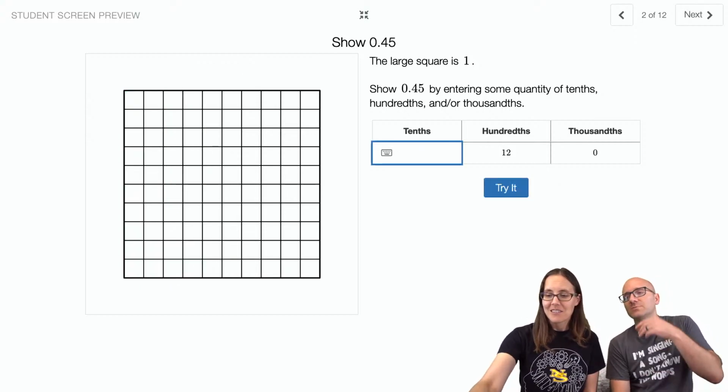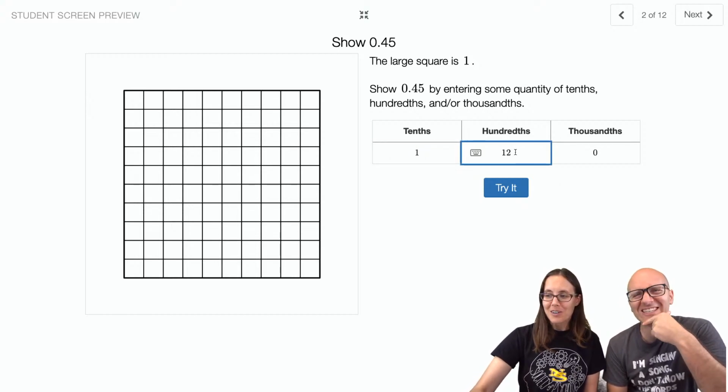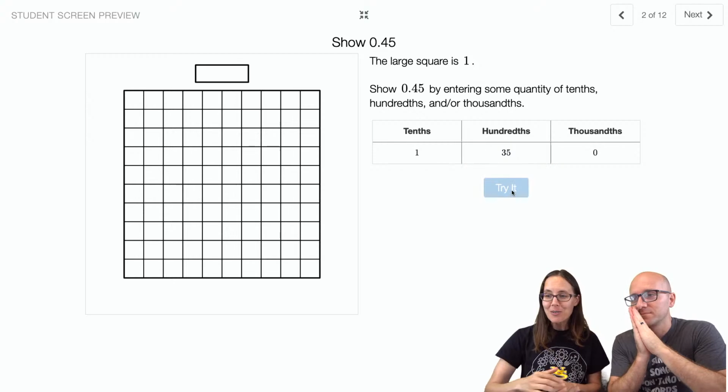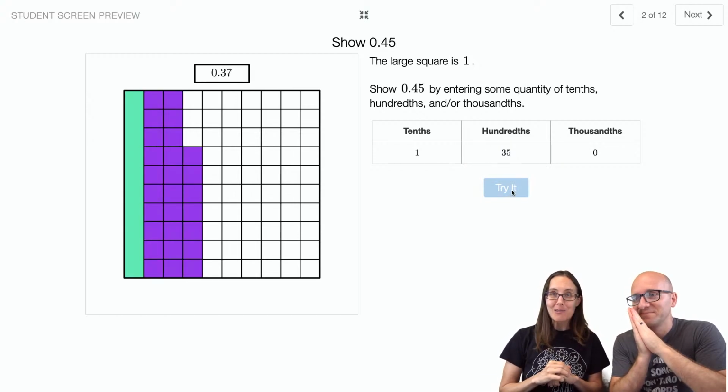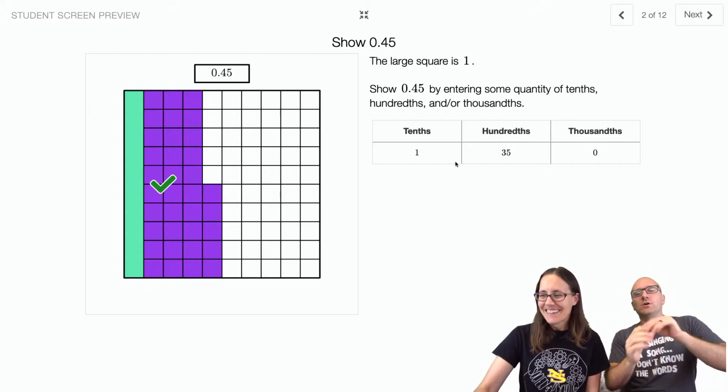Ooh, but we only got 0.42, Science Mom. So what adjustment do you need to make to your answer? Lots more purple. Well, I want to see if I do 1/10 and 35/100, can I get my little chart to be mostly purple? Why, yes, I can. Okay. Well done, Science Mom.